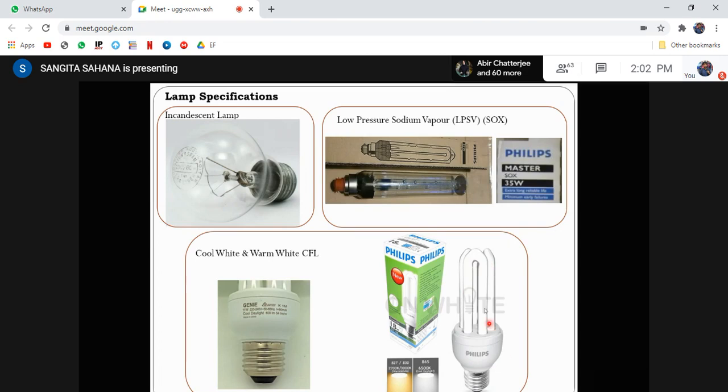See, in this CFL, we cannot say whether it's cool white or warm white. But from the specification, cool daylight, we know that it will be something more than 4000 Kelvin, or it will emit bluish white. And if something like 2700 or 3000 Kelvin is written over the lamp, it will emit the yellowish light or the warm white light.